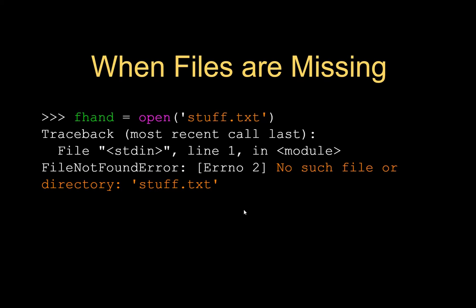Let's say we want to use the open function. We put in a file name, but the file is either missing or Python cannot reach it. In that case, we will get a traceback which says file not found error: no such file or directory, in this case stuff.txt. We have to be aware of it. We will talk later about how to mitigate this situation.